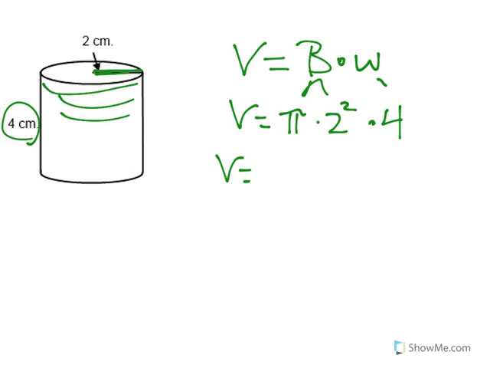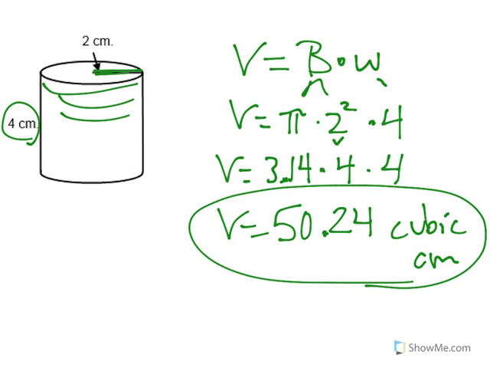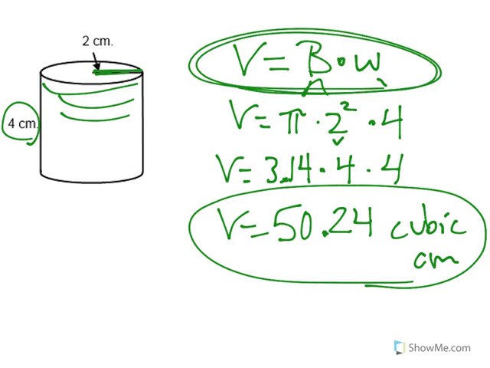Volume equals 3.14 times 2 squared, 4 times 4. Volume equals 3.14 times 4 gives me a total of 50.24 cubic centimeters. So that's how many cubes it would take to fill up this cylinder. So that's volume using a generalized formula.